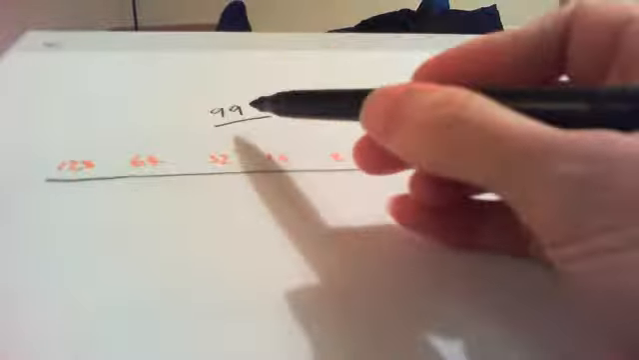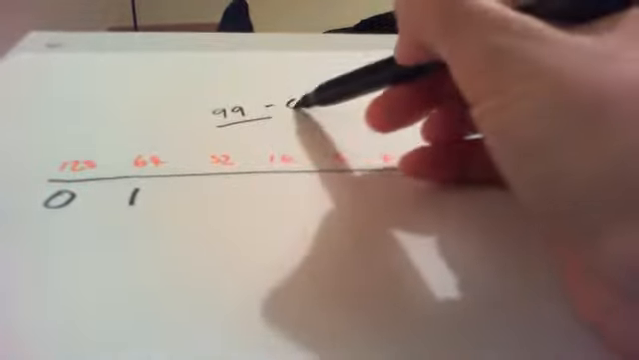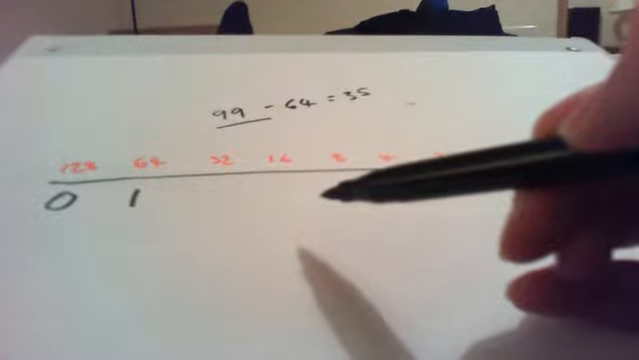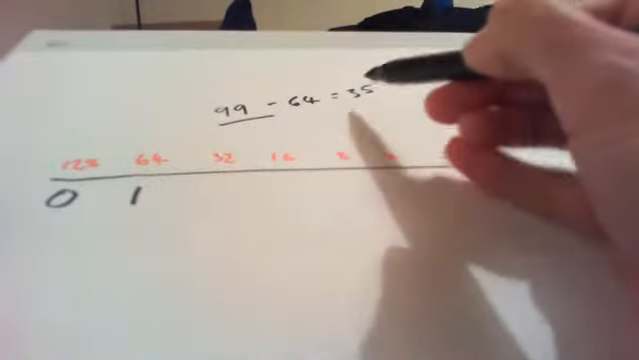Now, I cannot take 128 away from 99. I just don't have that. We always take a greedy approach. We start this end. I've got 0 lots of 128. Can I take 64 away from 99? Yes, I can. So I've got 1 lot of 64. So if I minus 64 here, that will give me 35 left. Yeah, it does. So I've got 35.